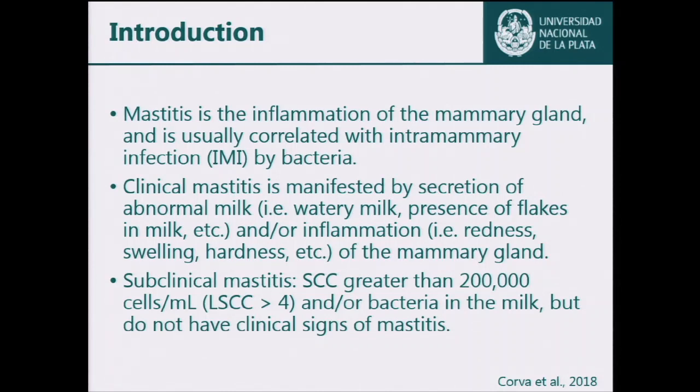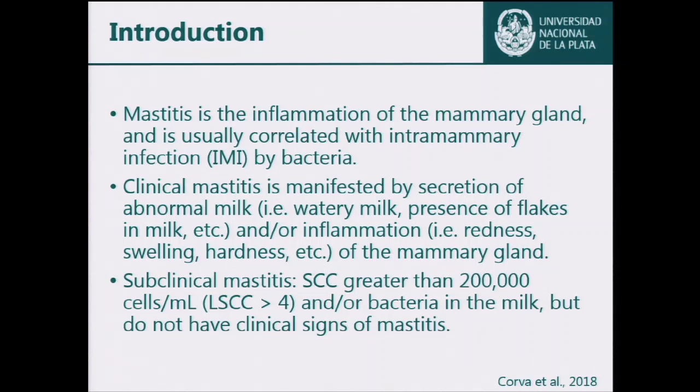Well, today I want to talk a little bit about the effect of clinical mastitis on pregnancy rate. As an introduction, mastitis is the inflammation of the mammary gland, and is usually correlated with intramammary infection by bacteria. Clinical mastitis is manifested by secretion of abnormal milk and/or inflammation of the mammary gland, and subclinical mastitis is somatic cell counts greater than 200,000 and/or bacterial growth, but no clinical signs of mastitis.